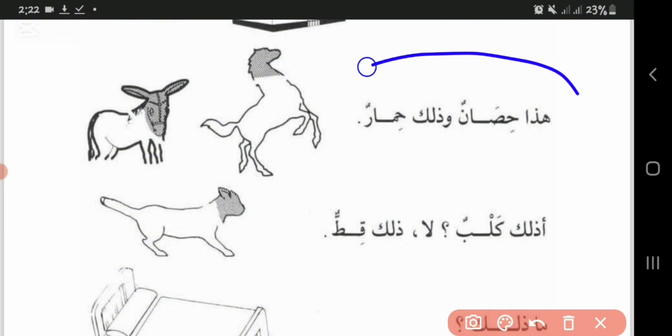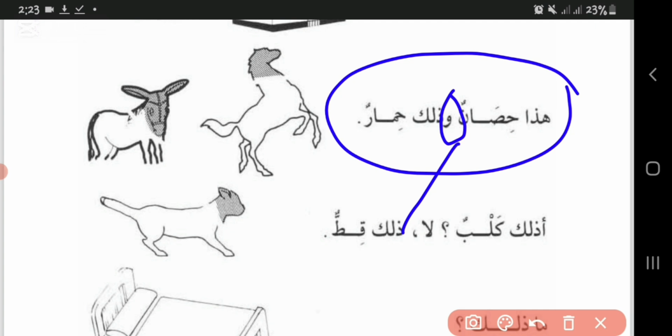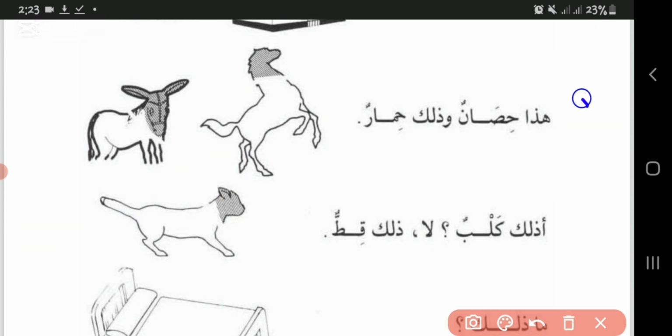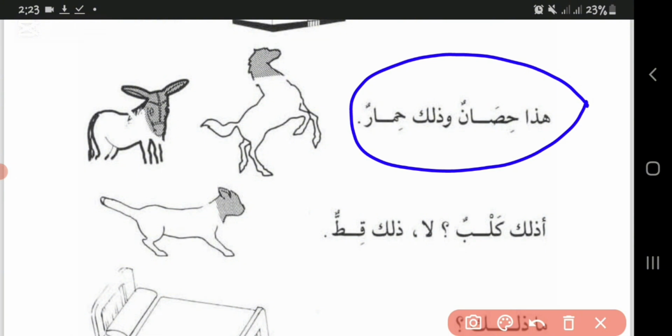So we now have hada hisanun, this is a horse, and wa usually means a conjunction, and. Wa in this sense means what? When we say wa, fatha wa, it means and, a conjunction. So that is why you can now say هذا حصان وذلك حمار. This is a horse and that is a donkey.